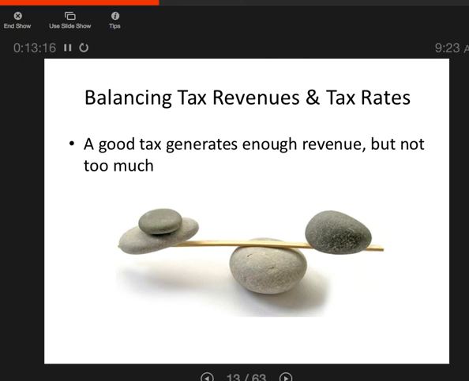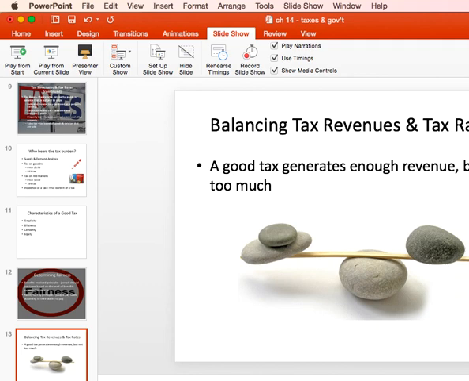So a good tax generates enough revenue but not too much. That is the end of section 1 in unit 6 of chapter 14, taxes and government spending. If you have any questions about it or concerns or anything you want to ask me, please let me know.